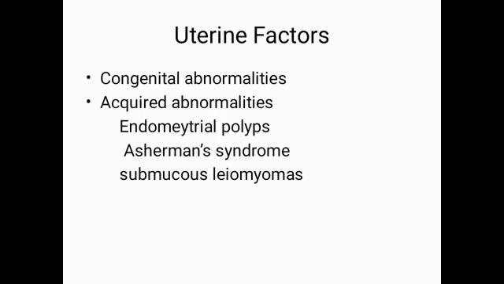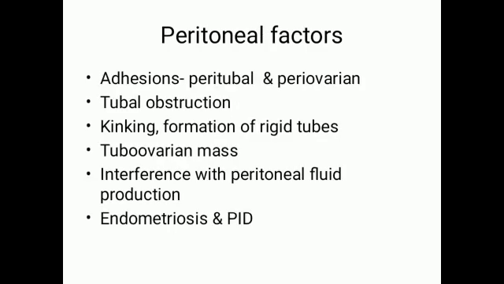And what are the uterine factors? It's mainly due to congenital anomalies of the uterus and acquired abnormalities like endometrial polyp, Asherman syndrome, submucous fibroids. And there are peritoneal factors of infertility, that is adhesions, which produce tubal obstruction, as well as in endometriosis and pelvic inflammatory disease.